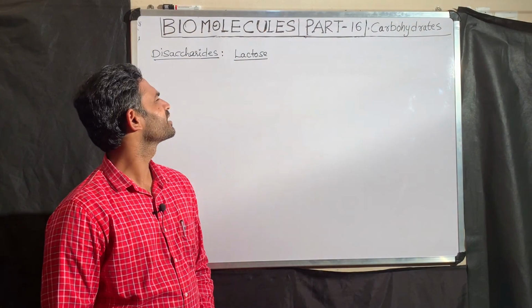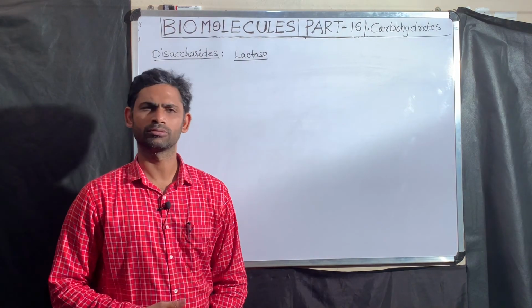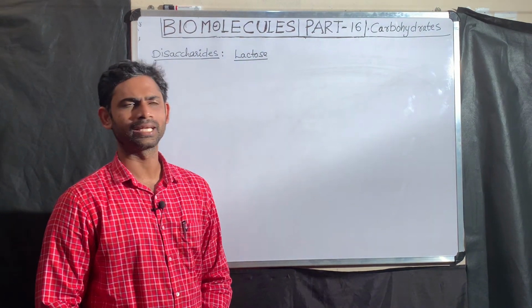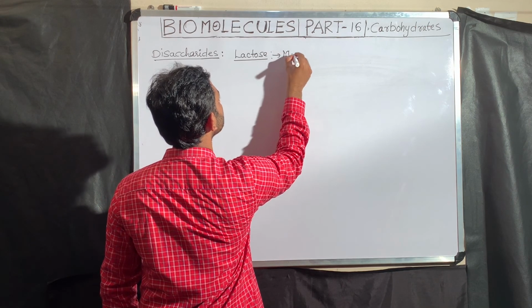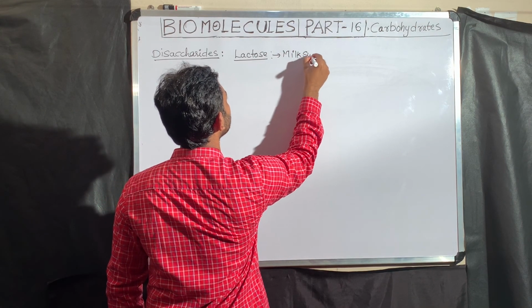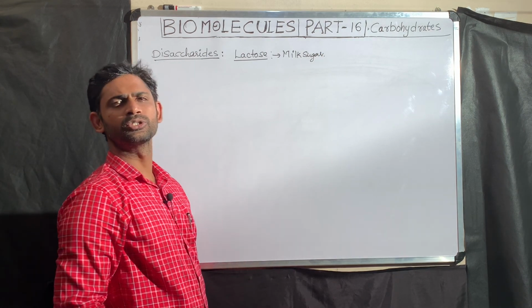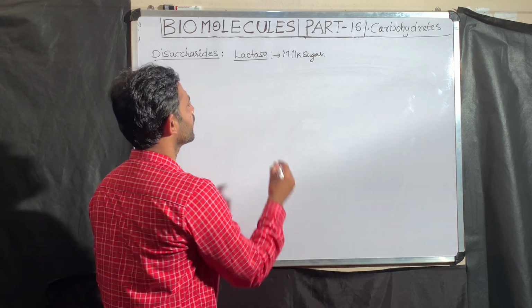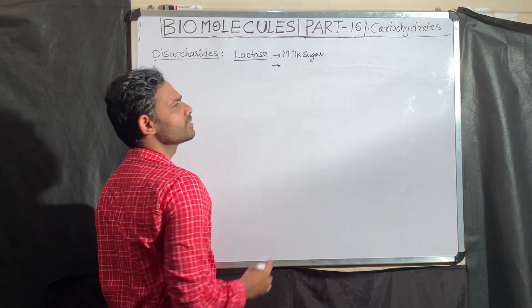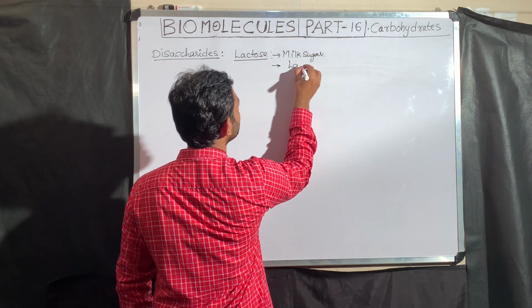After explaining the structure of maltose, now I am going to explain lactose. That also belongs to reducing disaccharides. Lactose is commonly called milk sugar. Why? Because it is present in milk. So lactose is a milk sugar. What is the milk protein? That is casein. The enzyme that causes breakdown of lactose is called lactase.